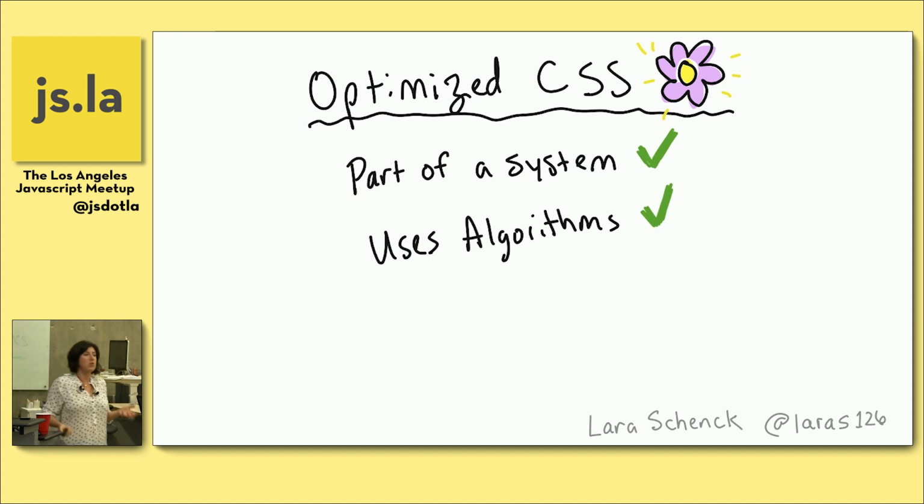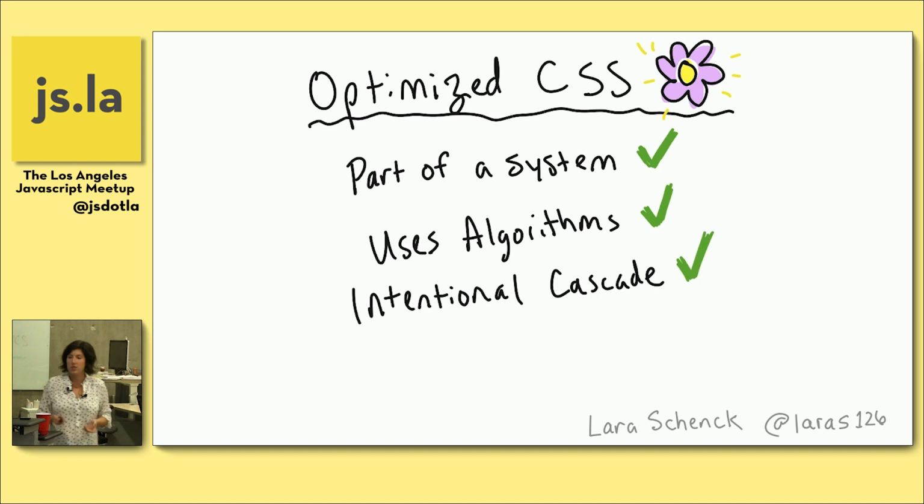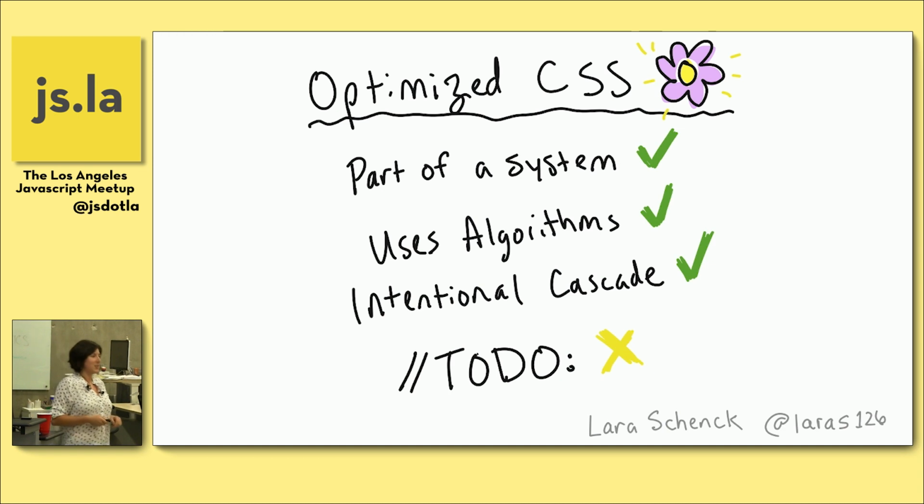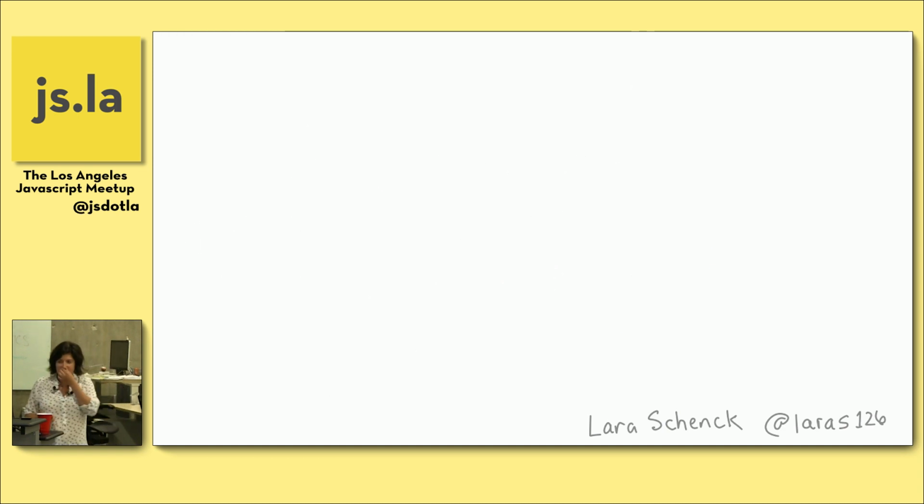Does it use algorithms, like Flexbox, Grid? CSS Grid has a ton of amazing algorithms. Intentional Cascade. The Cascade can be some pretty incredible baked-in declarative logic, especially in terms of browser support. So try to embrace that. To-do comments? Probably some of them still, but get rid of a lot of them.